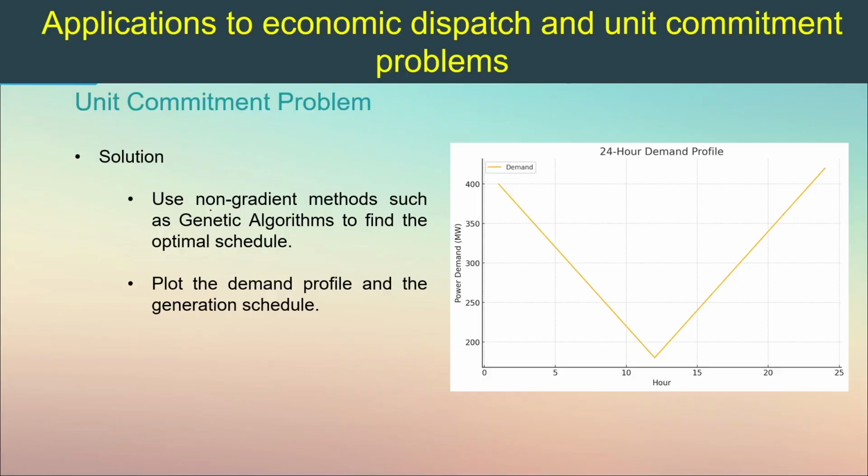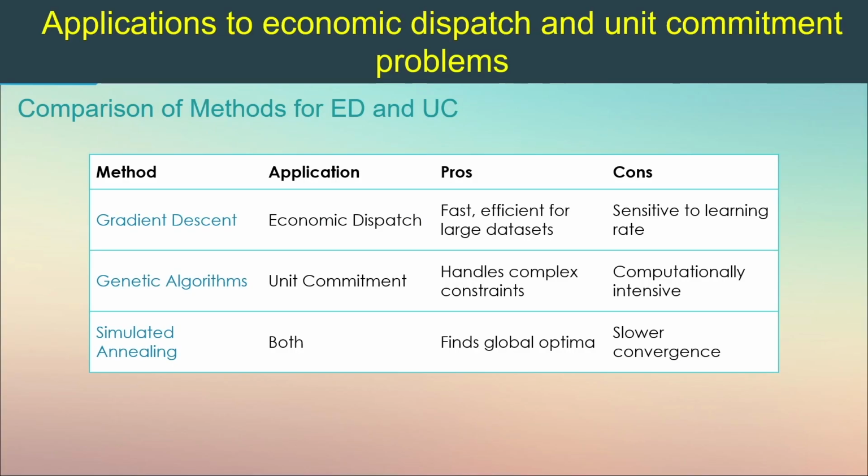Based on that, the best fitness value is selected. If you apply non-gradient methods like the genetic algorithm, you find the optimal schedule like this. With hour on the x-axis and power demand on the y-axis, the 24-hour power demand profile is like this. In this way, you can find a solution to the unit commitment problem. Further details to solve the unit commitment problem and its associated MATLAB code can be seen in the practical session.